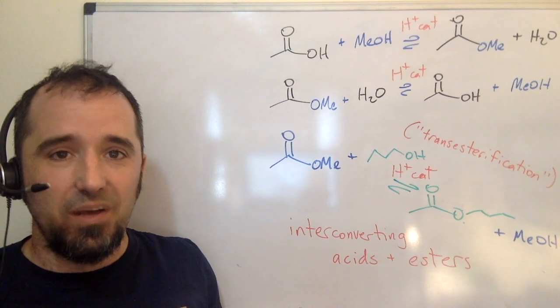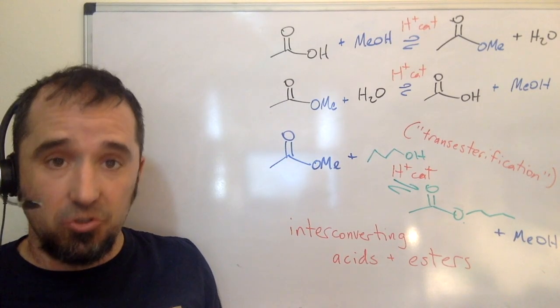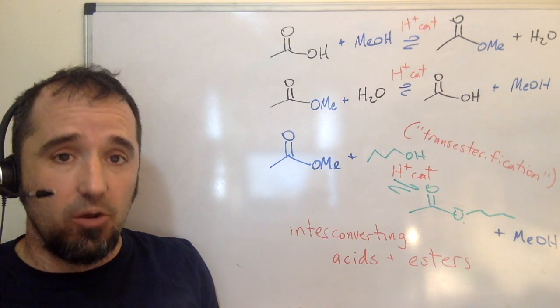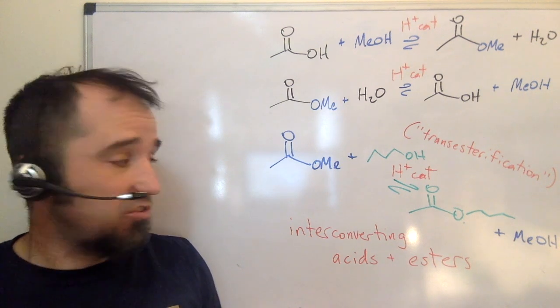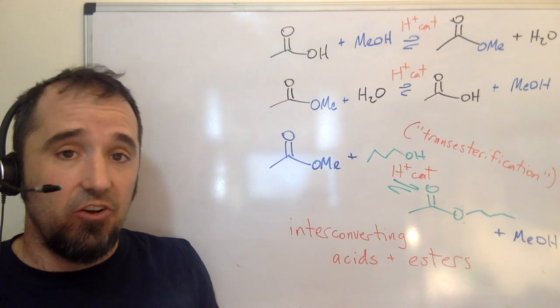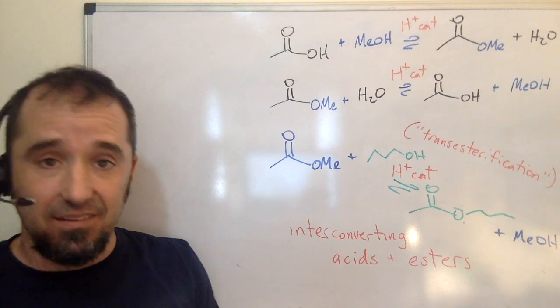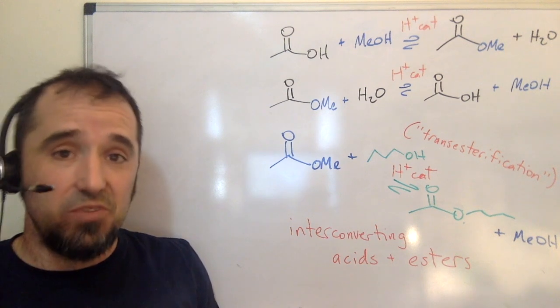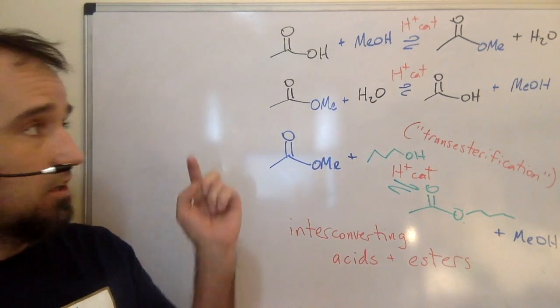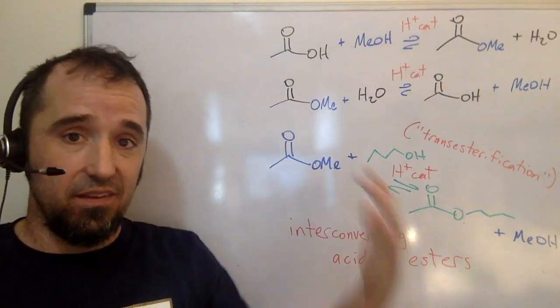This week we're going to talk about interconverting functional groups, especially the kind of functional groups that are derived from carboxylic acids. So we'll start by interconverting acids and esters under acid catalysis. So let me skip to the end first. Under acid catalysis, I can go back and forth in this equilibrium.